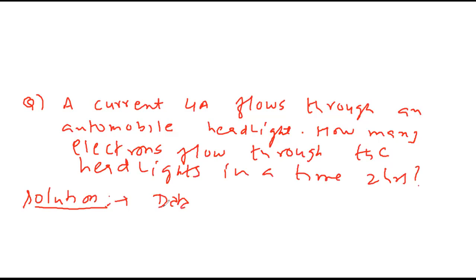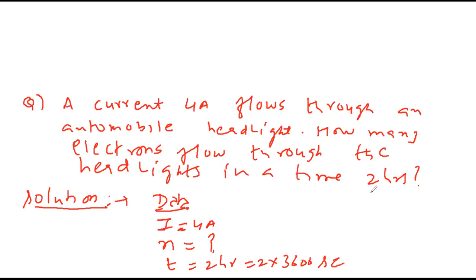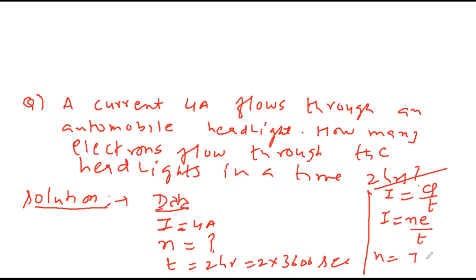Current of 4 ampere flows through headlight. How many electrons? We have to find number of electrons. Time is 2 hours. 2 hour means 2 into 3600 second. Current I is defined as rate of flow of charge. Charge is due to n electrons, so I equals Ne upon time. Therefore, n is I into t upon e.